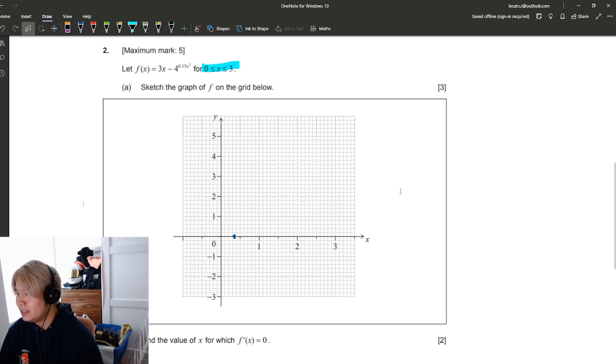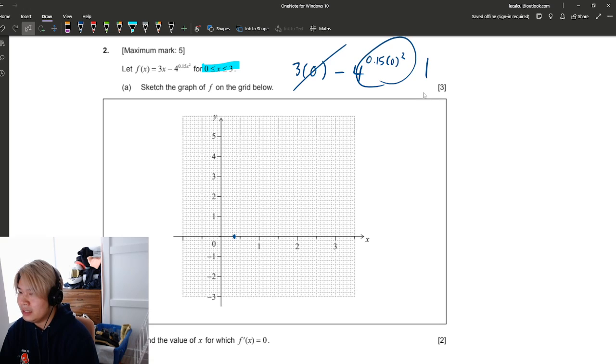If you want to find the y-intercept, then just plug in x equals 0, and what you'll have is 3 times 0 minus 4 to the power of 0.15 times 0 squared. So essentially this is 0, this is going to be 1, so -1. So here's my y-intercept.